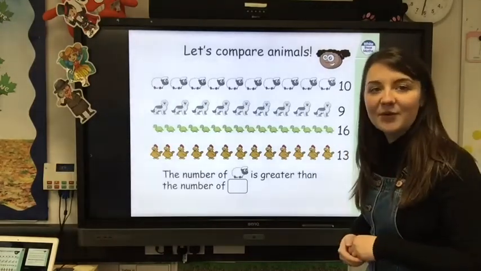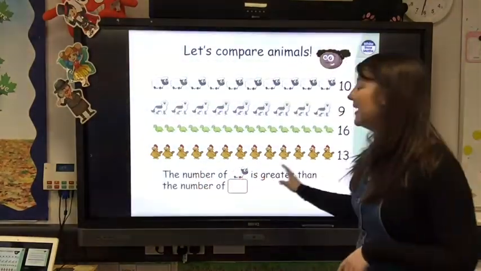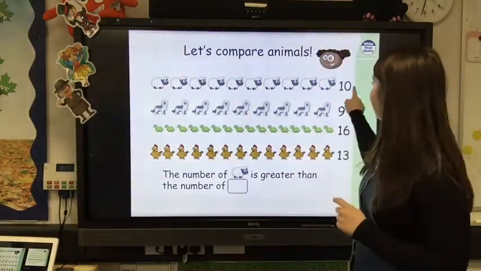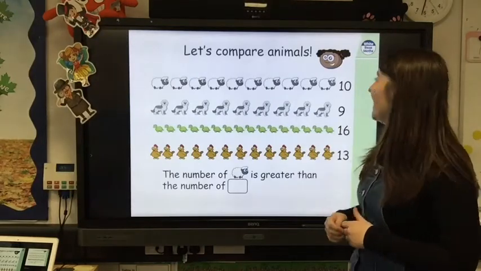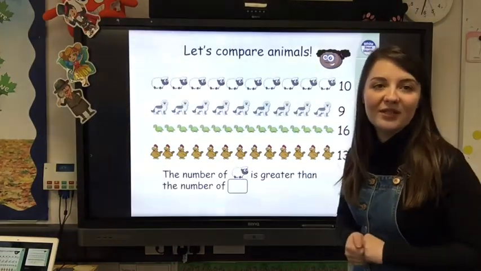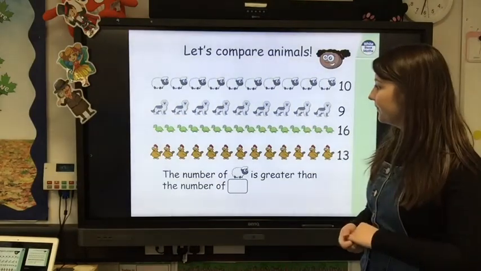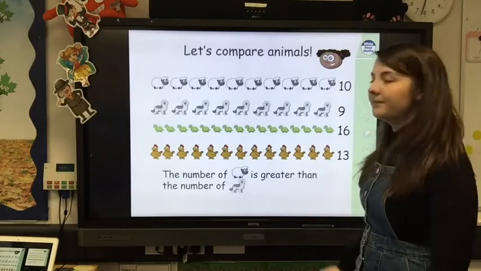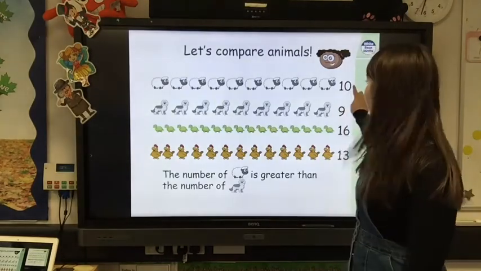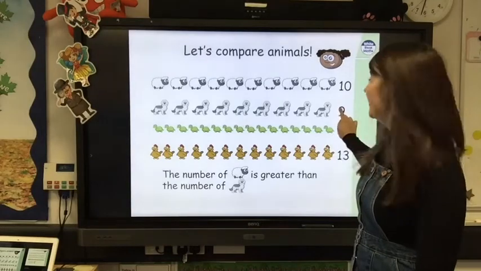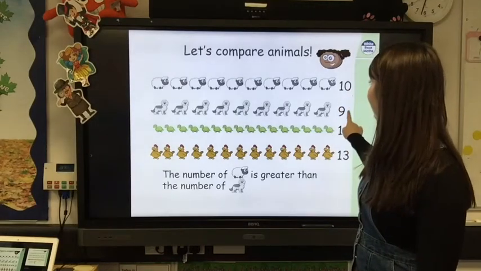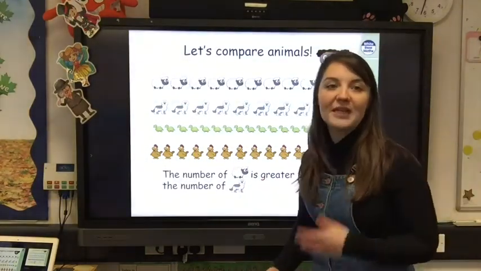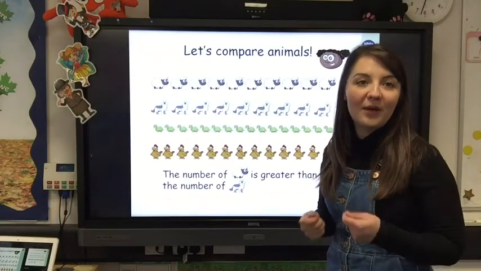The statement at the bottom here says the number of sheep is greater than the number of, so we have 10 sheep. Is there a number here that 10 is greater than? Pause the video and have a think. We know that 10 is greater than 9. So there are more sheep than there are dogs. The number of sheep is greater than the number of dogs, and you can use your 50 square to help you work out the answers.